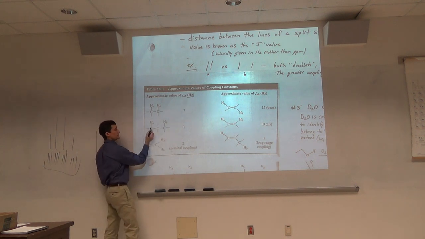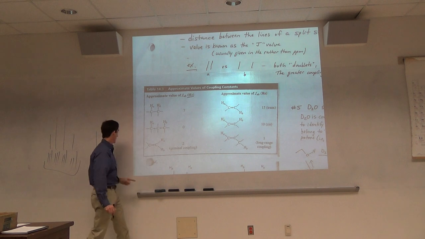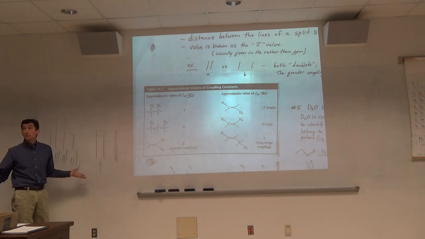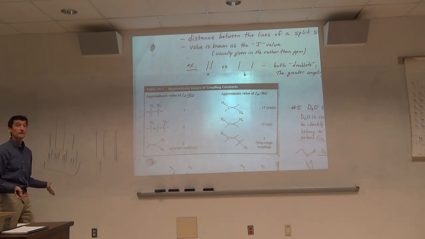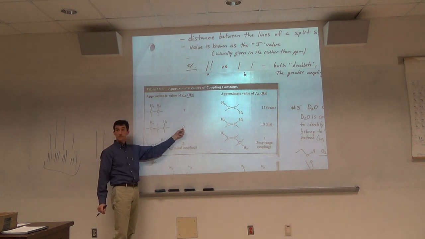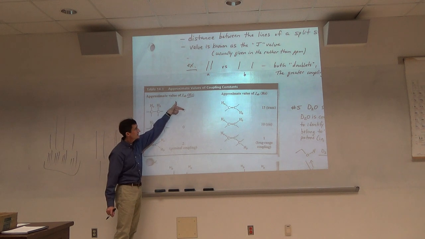If the H's are more than three sigma bonds away, here it's one, two, these are four sigma bonds away. What's the coupling constant? Zero. What does that mean? That means the distance between the lines is zero. What that means is there's no coupling. They're too far away. There's no coupling. This means there's coupling and that's the extent of it.